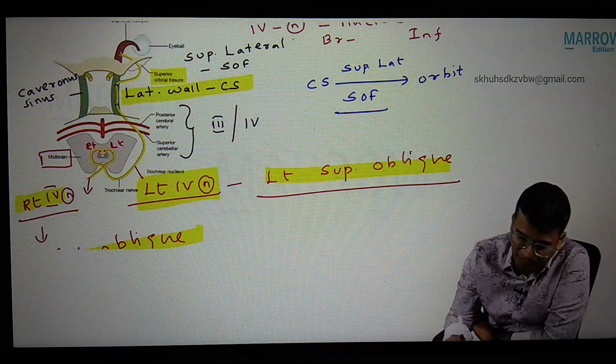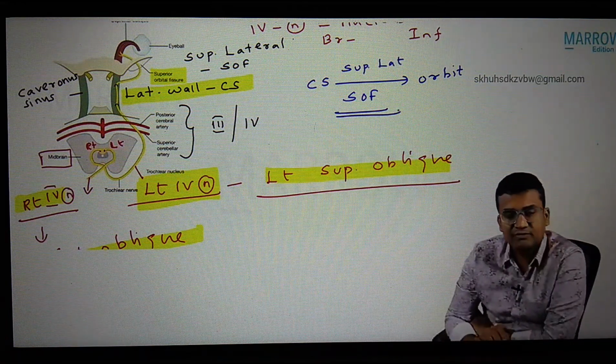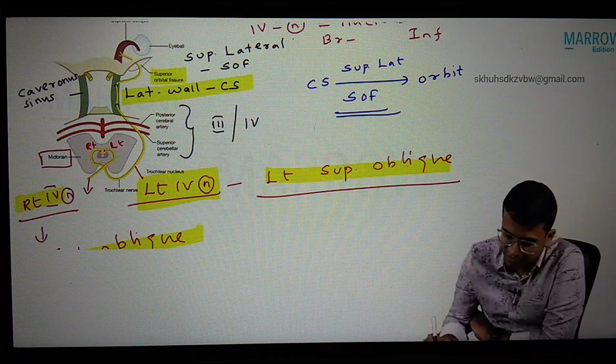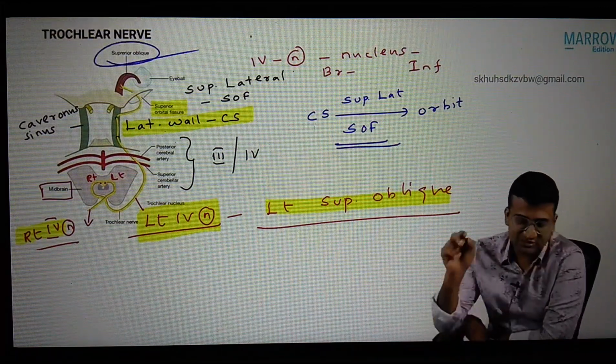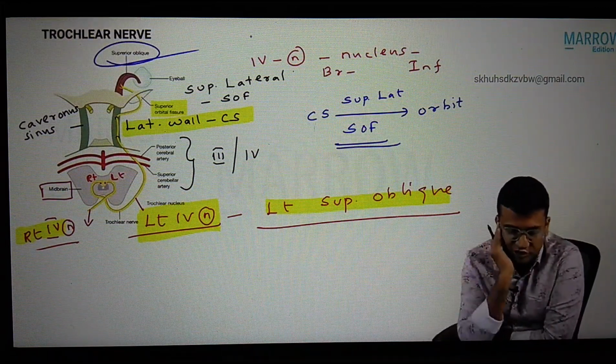Supralateral part of the superior orbital fissure. And then it supplies which muscle? Only one muscle, the superior oblique muscle. This is the course of the trochlear nerve.